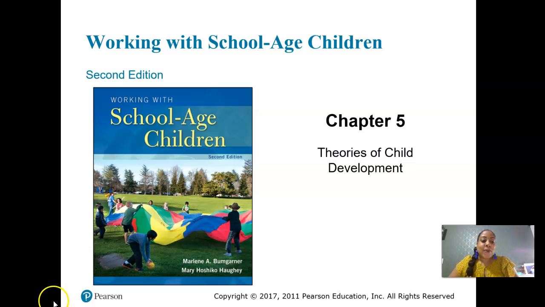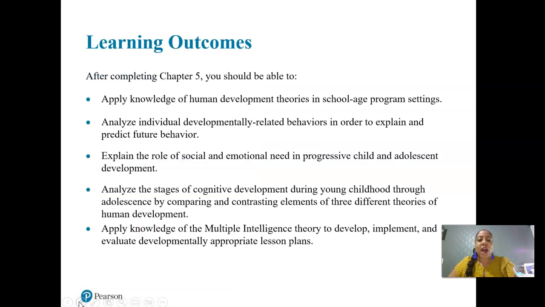So remember, before you dive in, what are we going to do? We're going to cover our learning outcomes. So think about what you already know about these concepts.